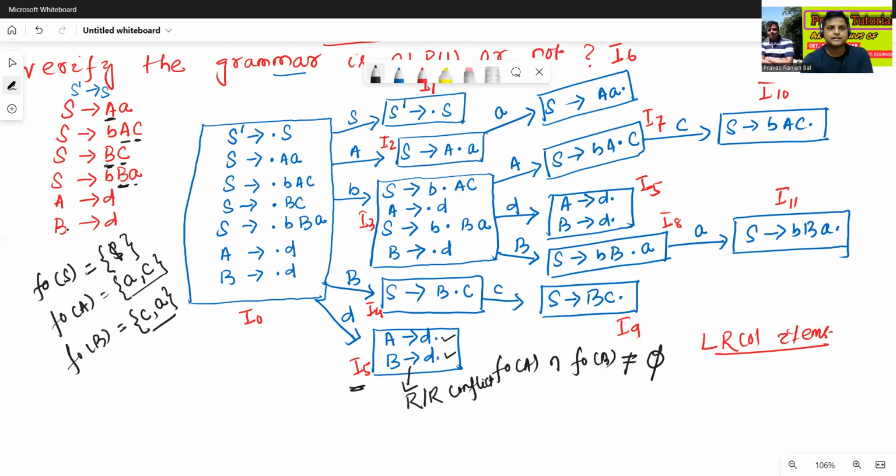So this grammar is not SLR1. Since the grammar is not SLR1, this grammar is also called an ambiguous grammar.